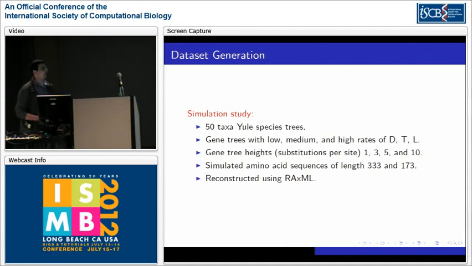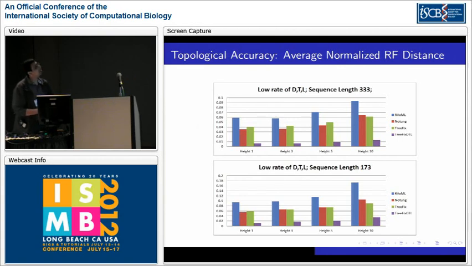So we did a pretty thorough simulation study with trees of 50 taxa with low, medium, and high rates of duplication, transfer, and loss, different rates of evolution, and different sequence lengths, and we reconstructed the maximum likelihood trees using RaxML. Here are the results on just the data sets with the low rates of duplication, transfer, and loss. The first bar is RaxML, the second bar is Notung, and the third bar is Treefix. Notung and Treefix are the two programs for eukaryotes. Treefix DTL is our program. The y-axis represents the error rate in the reconstructed gene tree.